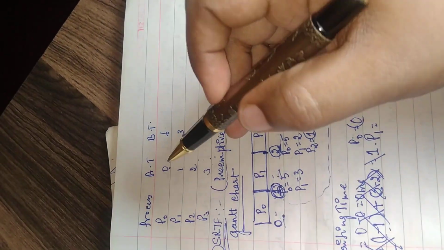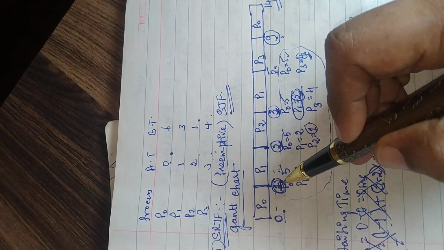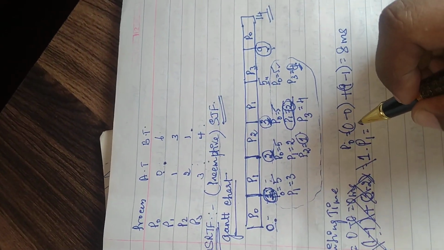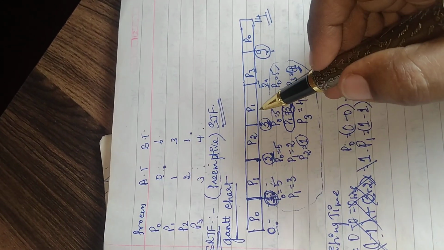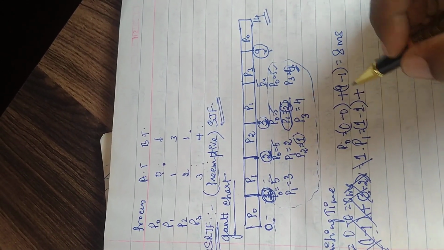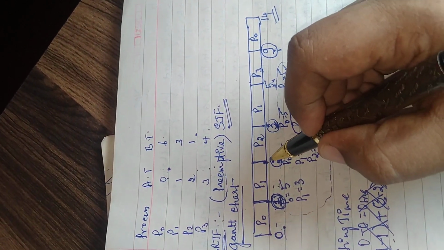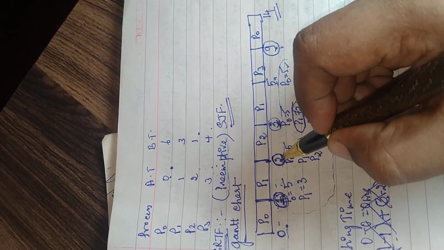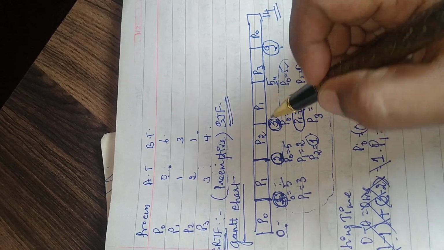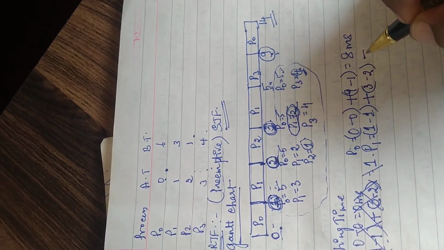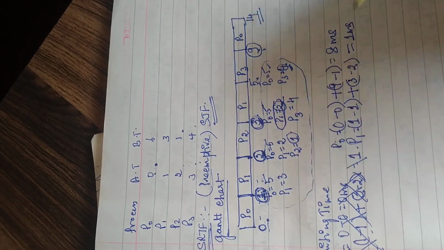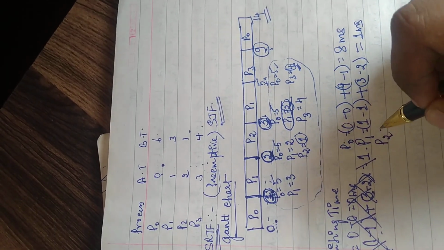Now we'll go to P1. P1 came in at 1 millisecond, got the CPU at 1 millisecond. So 1 minus 1, that is 0. Again P1 is there over here, so plus. It stopped its execution at 2 milliseconds, got it again at 3 milliseconds. So 3 minus 2, how much are you getting? 1 millisecond.